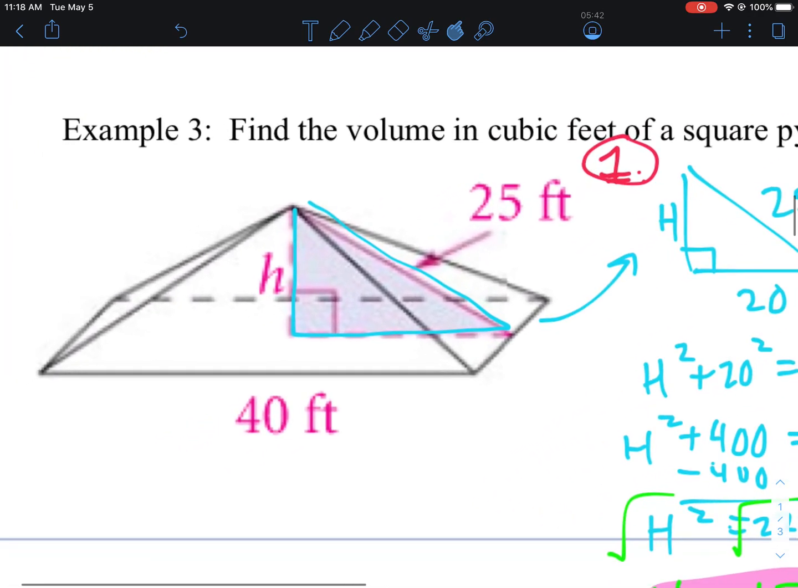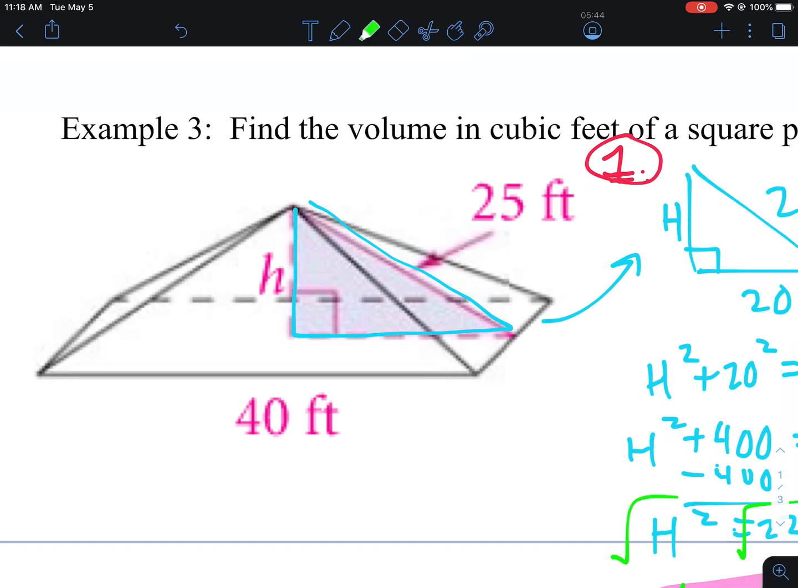Okay, now the third one here is just like number 2, but with a pyramid. So again, be careful. This 40 length is not the length of this triangle. The base of that triangle is half that length. That's why there's a 20 right there. So that's something to be careful of when you do these problems.